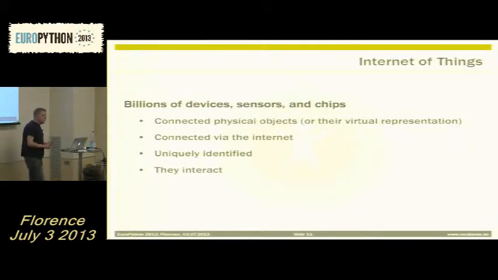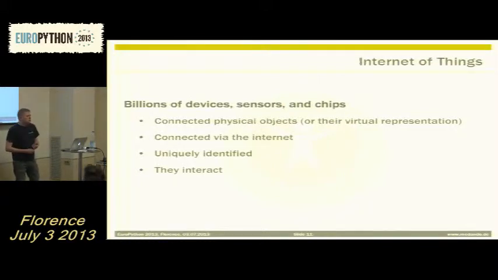But the Internet of Things is a connection of many, many, many devices. And we speak of billions of devices which are connected through the internet. Well, actually, the connection can be physical objects like these physical devices, or virtual representations, like a representation of some state or some other thing in software or as another device.